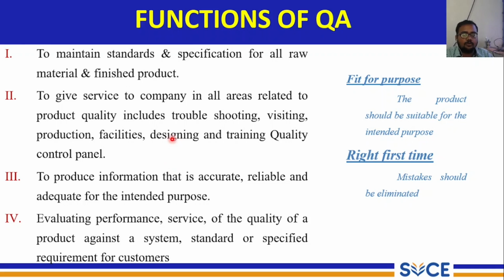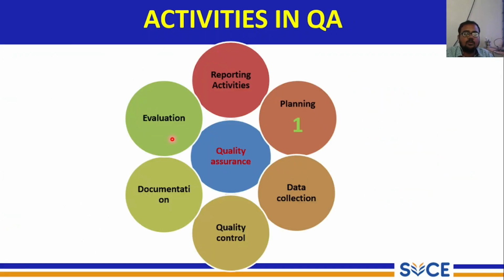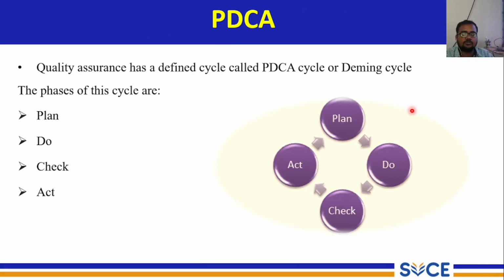It also helps you evaluate performance against a system, probably a standard or a specific requirement of customers which has been listed, and to ensure that the performance is meeting the required standard. That is what quality assurance helps you with. What are the activities of quality assurance? It starts off with planning, this is number one. Then it moves to data collection. Then it moves to quality control. Then you create documentation and evaluate the processes which have been done. Then you report the activities on the whole. So these are the various activities involved in the quality assurance process.